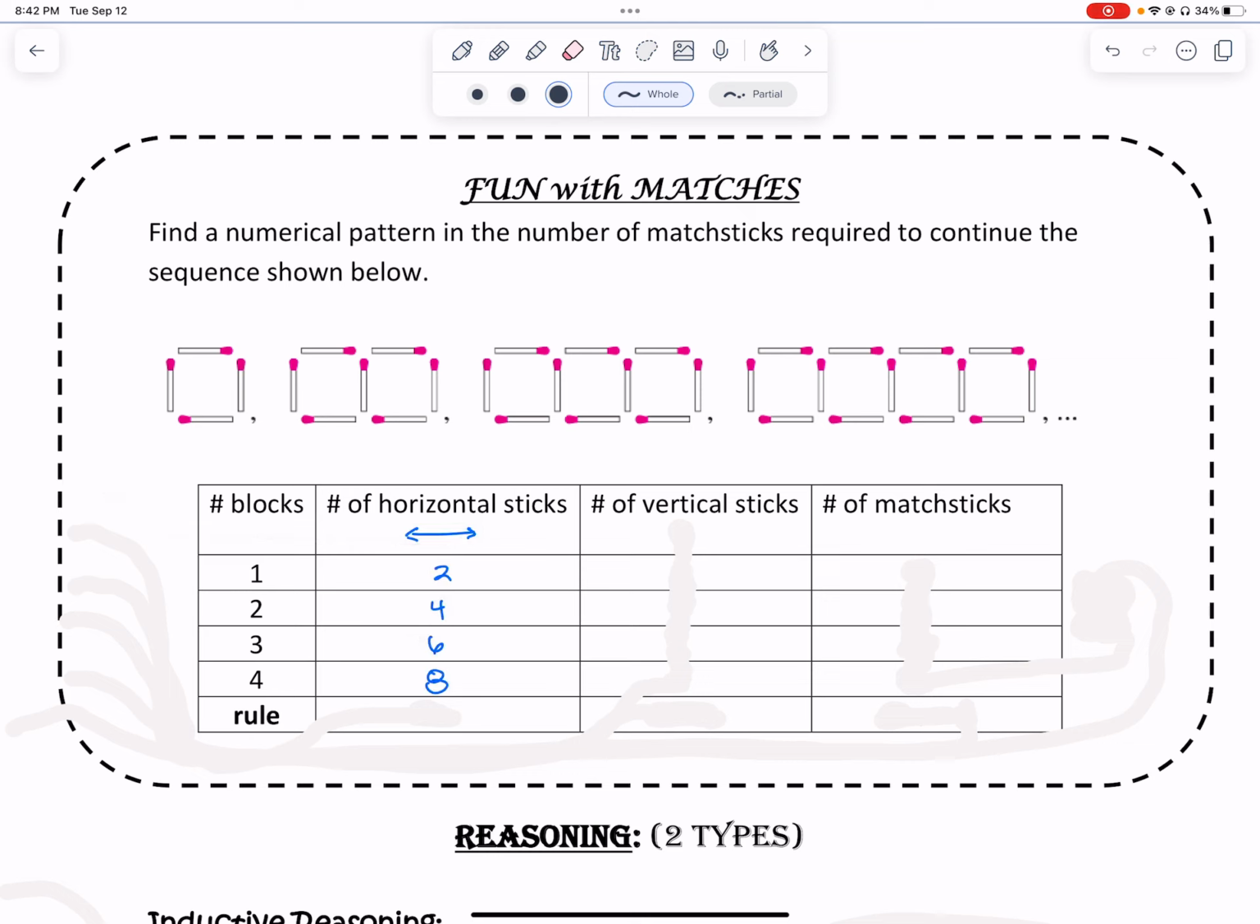Do you see a pattern? How would you go from 1 to 2, and 2 to 4, and 3 to 6, and 4 to 8? Think about that for a second. What would you do mathematically to these numbers to get those numbers?